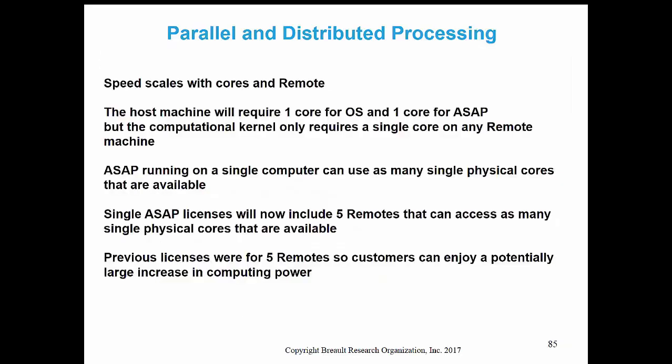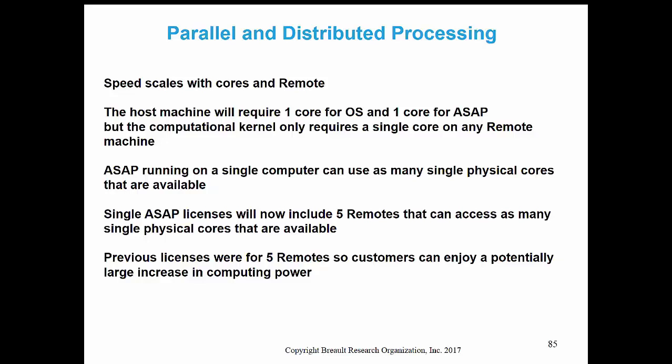Speed scales with cores and remotes. The host machine, it's important to remember, requires one core for ASAP, but the computational kernel only requires a single core on any remote machine. ASAP running on a single computer can use as many single physical cores that are available.